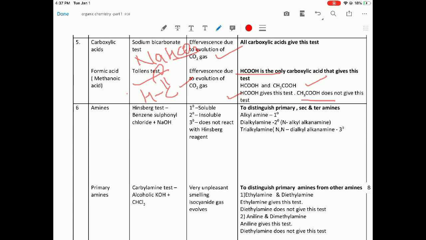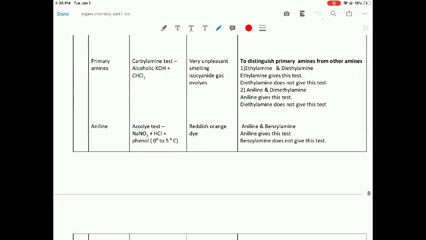The next compound that we'll discuss is amines. The test that we can do here is the Hinsberg test, which uses benzene sulfonyl chloride and aqueous NaOH or KOH. Benzene sulfonyl chloride is C6H5SO2Cl. When it's treated with 1 degree amines, we get a soluble compound. 2 degree amines give an insoluble product and 3 degree does not react. In case of primary amine, use the carbylamine test. Whether your amine is aliphatic or aromatic, it gives a positive test with alcoholic KOH and chloroform. We get an unpleasant-smelling compound, isocyanide.